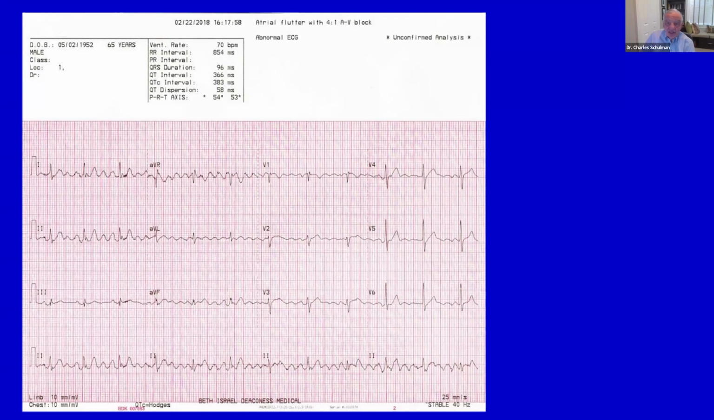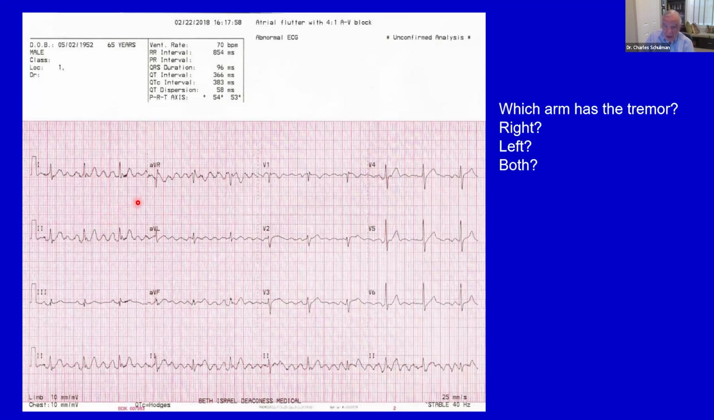No takers. Okay, well, it looks like flutter, except over here in lead 3, which is normal sinus rhythm. You can't have flutter over here and sinus rhythm over here. These are simultaneous. And so the problem is that this fellow has a tremor. He has a Parkinsonian tremor.